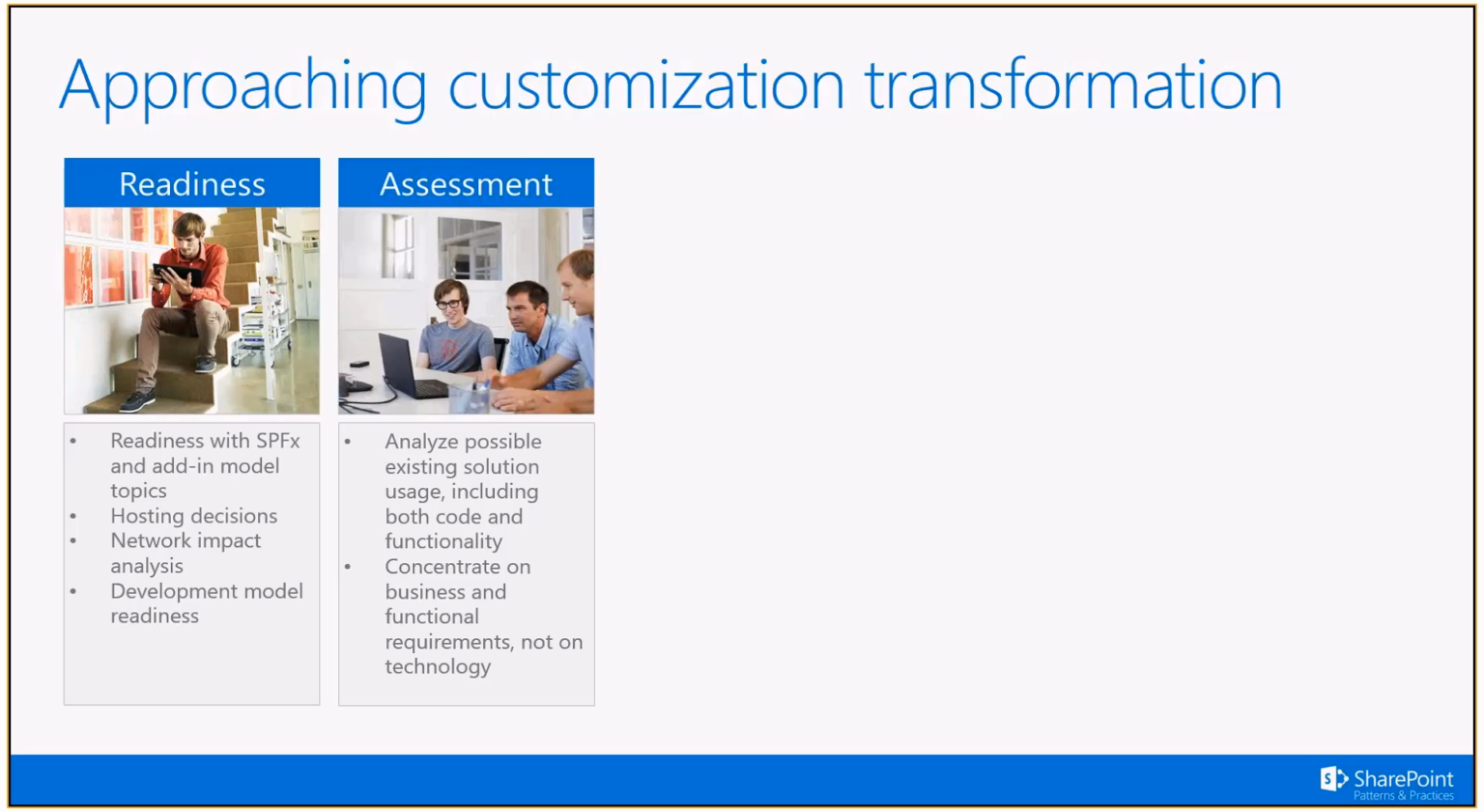So really understand the usage, which of the customizations are actually in use, and concentrate on the business and functional requirements, not on, hey, here's a content type, we need to transform a content type, here's a web part, we need to transform a web part. Concentrate more on, okay, why does the web part exist? Is it used? How is it used? What does it actually achieve? Because that will give you an understanding of, guess what, we can implement that web part using out-of-the-box capabilities. Or this content type isn't useful anymore, or we can achieve the same model using an alternative route.